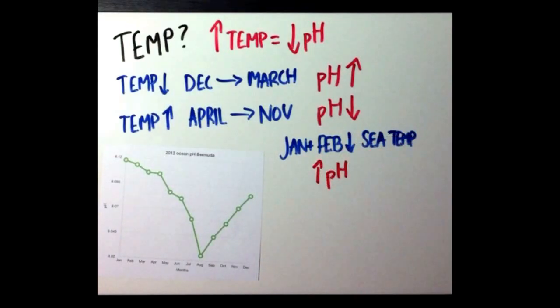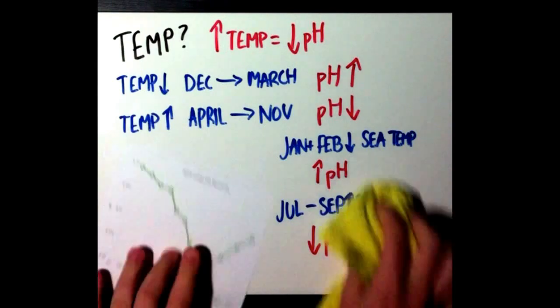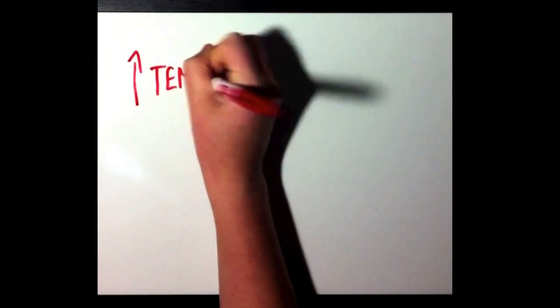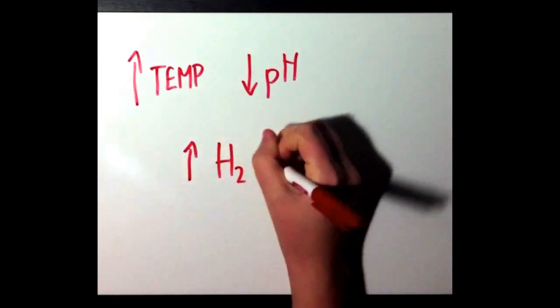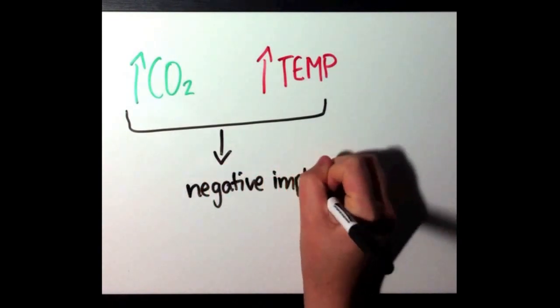Statistically, January and February have the lowest sea temperature, and this is mirrored in the highest pH. On the other hand, July through to September has the highest temperatures, and in the graph, as shown, has the lowest pH. This reinforces the fact that the higher the temperature, the lower the pH because of greater amounts of carbonic acid. With a rapidly increasing carbon dioxide concentration and a rapidly increasing temperature, we will notice massive detriments to not only sea life but the whole world.